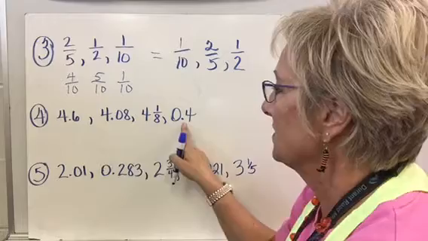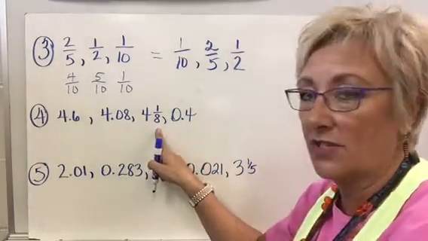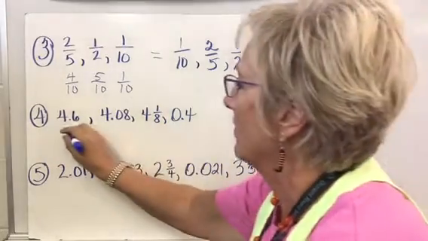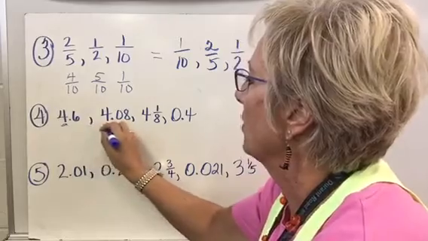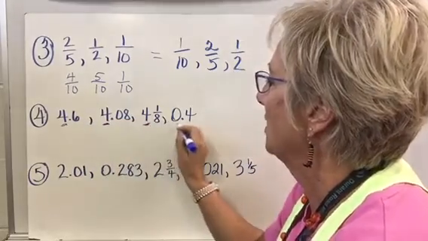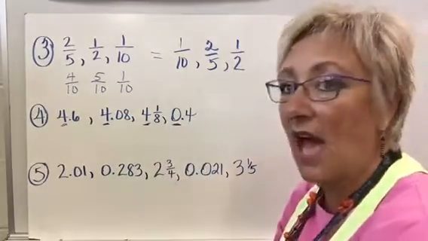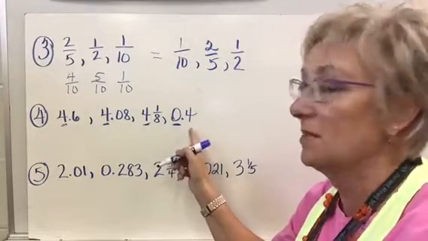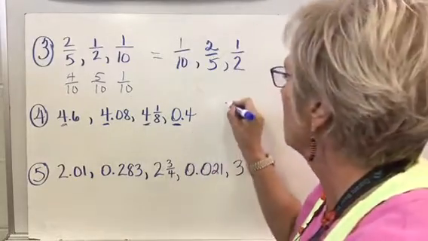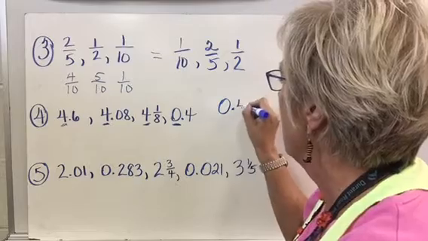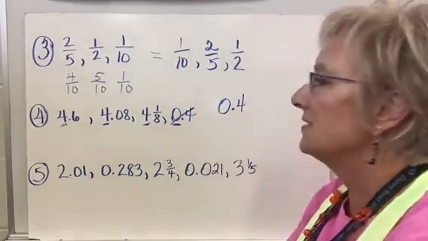All right, I know that I've got decimals, decimals, decimals, and one that has a fraction. Well, I can look at this and tell that I've got a 4 in the ones column, a 4 in the ones column, a 4 in the ones column, but here I have a 0. So I automatically know that this is going to be my lowest number. So I'm going to go ahead and just write that over here and put 0.4, and we can stop thinking about that one.